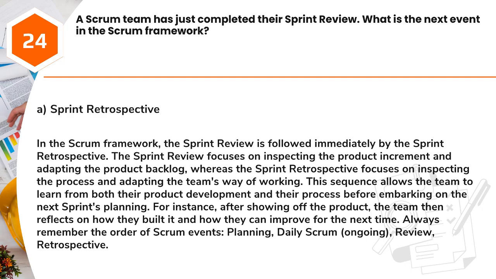Answer, A. Sprint retrospective. In the Scrum framework, the sprint review is followed immediately by the sprint retrospective. The sprint review focuses on inspecting the product increment and adapting the product backlog, whereas the sprint retrospective focuses on inspecting the process and adapting the team's way of working. This sequence allows the team to learn from both their product development and their process before embarking on the next sprint's planning. For instance, after showing off the product, the team then reflects on how they built it and how they can improve for the next time. Always remember the order of Scrum events: planning, daily Scrum, ongoing, review, retrospective.